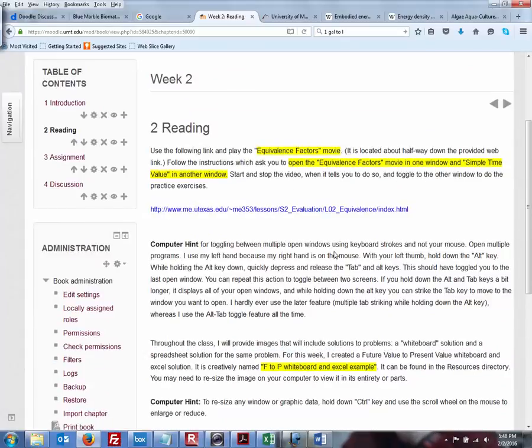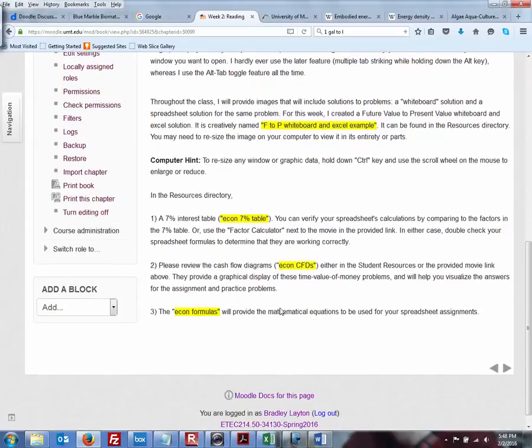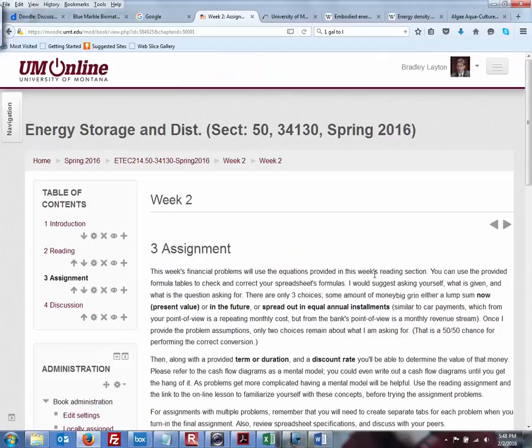So I'll let you guys take a look at this. Alt key, yeah, I was just using that a second ago. The Alt tab is fantastic. F to P, so this is future to present. Do take a look at that. I'll let you do that offline.